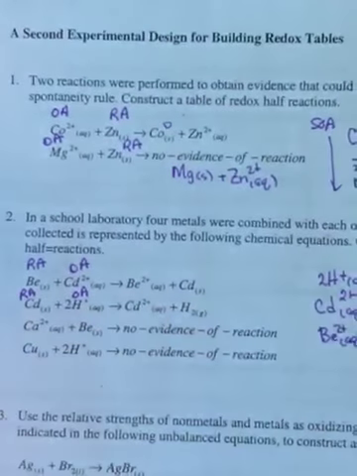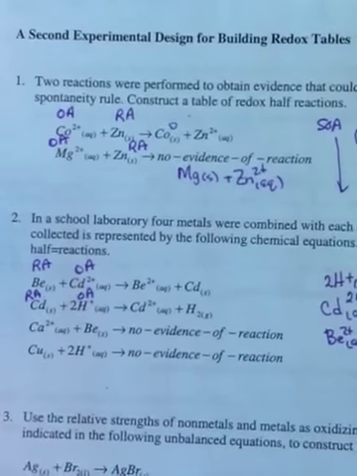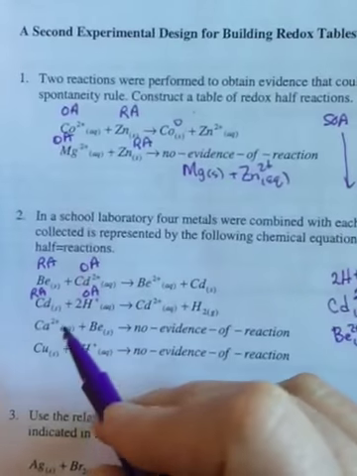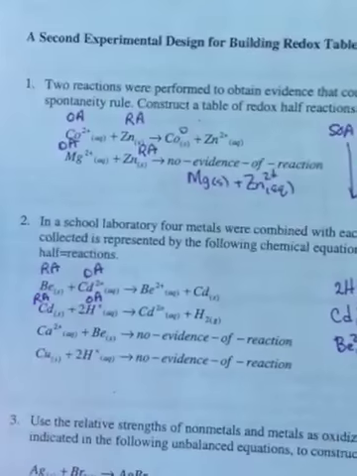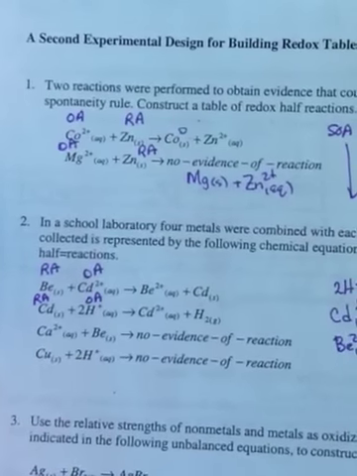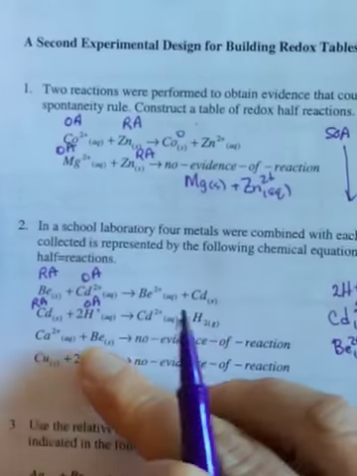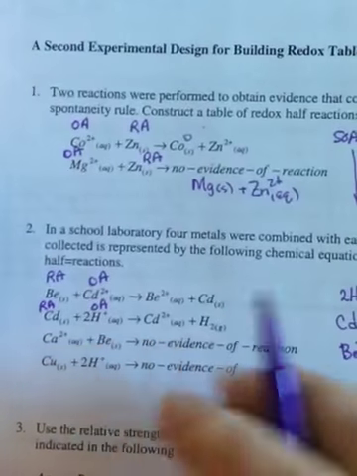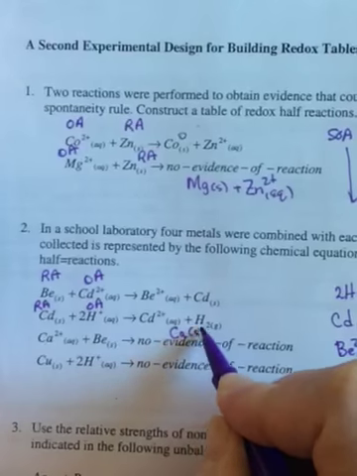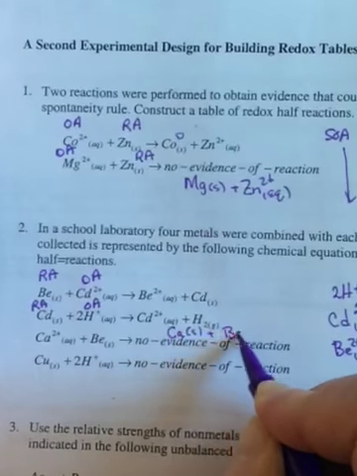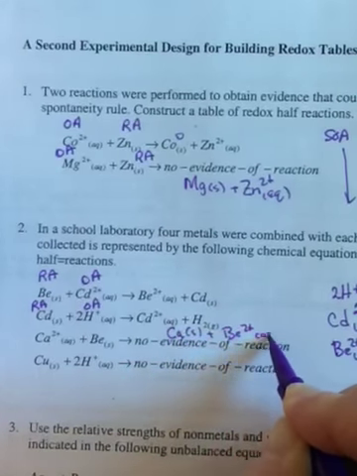Okay, next one is copper and beryllium. So copper, I think that's copper. Can't really see. No, it's calcium. The one below it is copper. Okay, so calcium and beryllium. If there was a reaction, it would go to Ca solid and Be2 positive, aqueous.